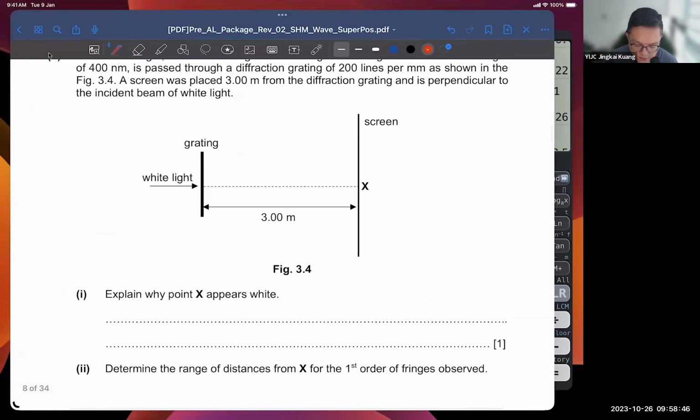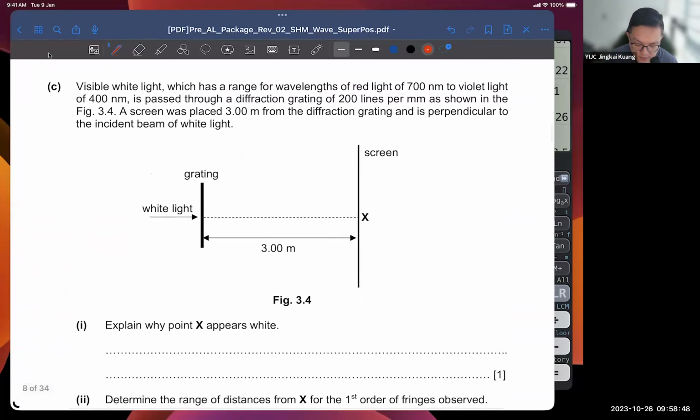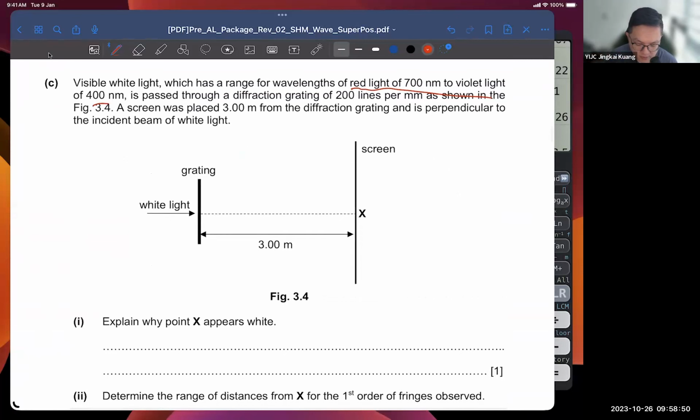Okay, so this one, you have red light to violet light, right? You're passing through a grating. Center is white because center is where all, remember this formula, d sine theta equals n lambda. If you sub n to be 0, regardless of lambda, your theta will become 0. That means all the different wavelengths will have a central bright fringe. That means here you have basically all the colors from violet to red. So you're going to have a central bright fringe here.